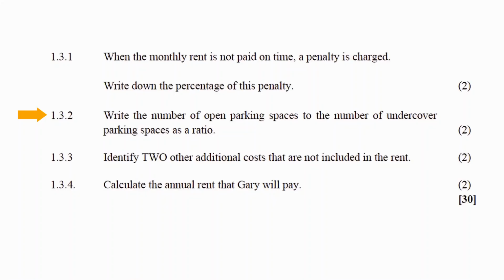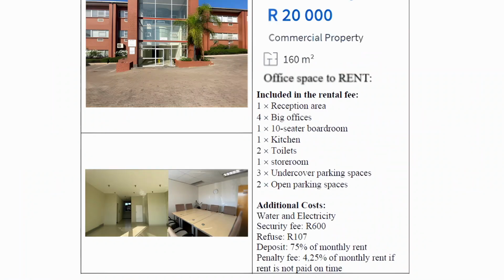In question 1.3.2, you have to write down the number of open parking spaces to the number of undercover parking spaces as a ratio. In the advertisement, the number of open parking spaces is listed as 2 and the number of undercover parking spaces is listed as 3. Since the number of open parking spaces is mentioned first, then the number of undercover parking spaces, we have to write the number of open parking spaces first, followed by the number of undercover parking spaces. As a ratio, this is written as 2 to 3.